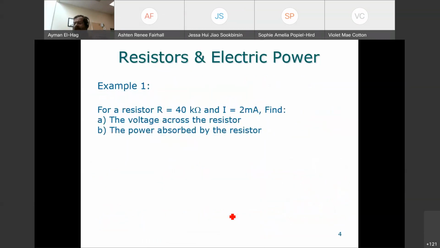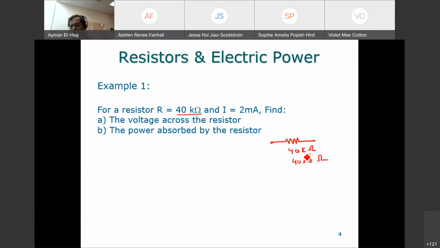So let's see this simple example. For a resistor, and by the way, the resistance is given as such. This is the symbol of the resistance. So I have a resistance, its value is 40 kilo ohm, or it's equal to 40 times 10 to the power 3 ohm.